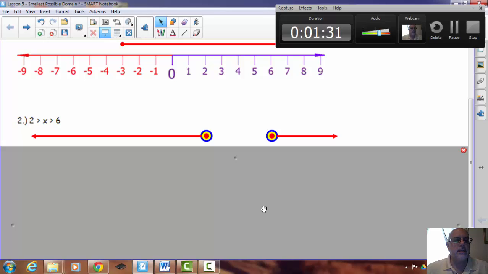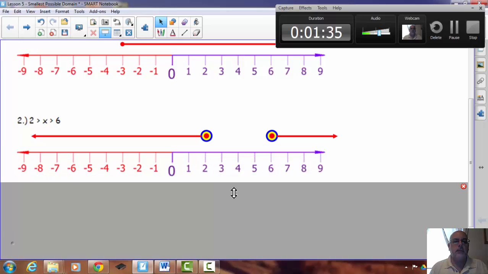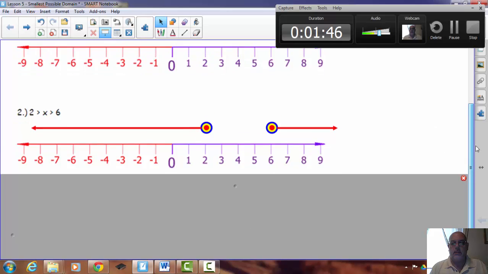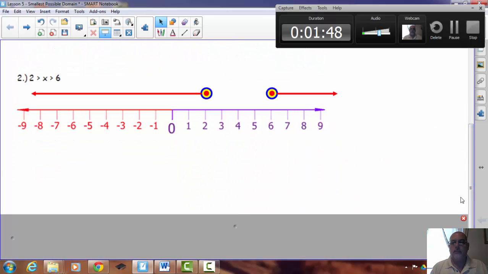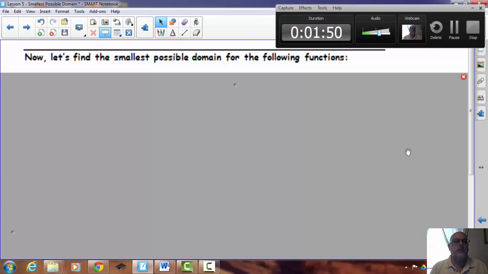So where x is less than 2, maybe I should show the number line, that might help. I have the open circle at 2, less than is shaded to the left. Then I have an open circle at 6, greater than is shaded to the right. So let's look at another one.